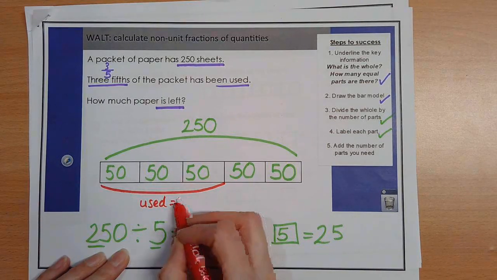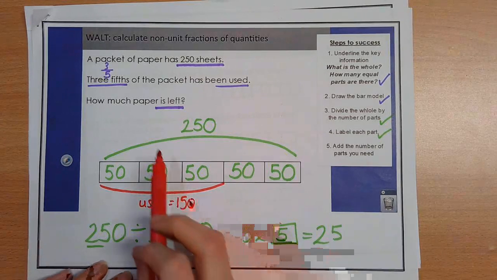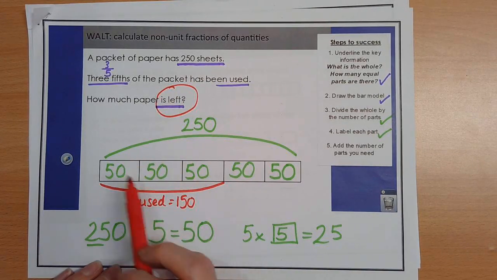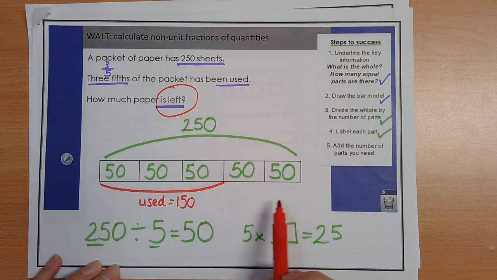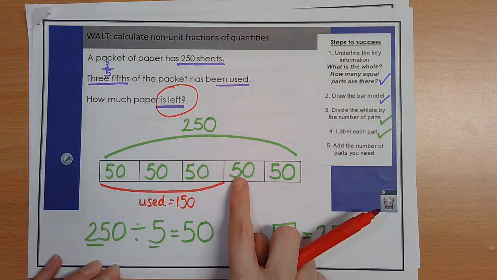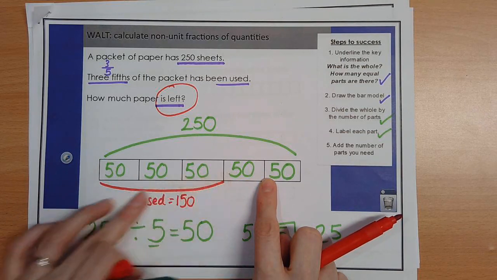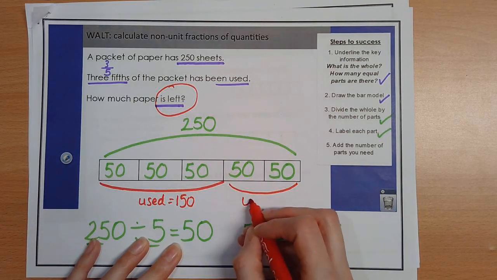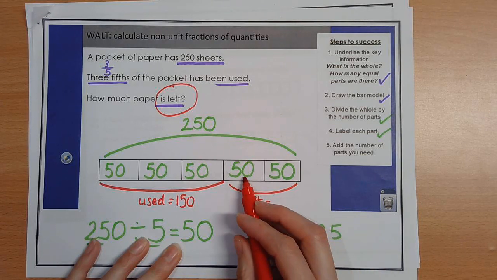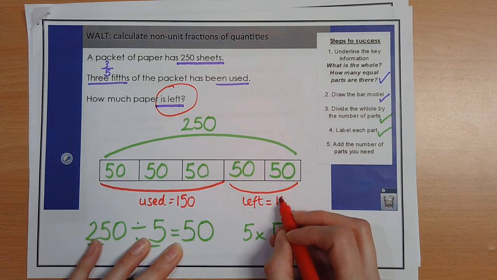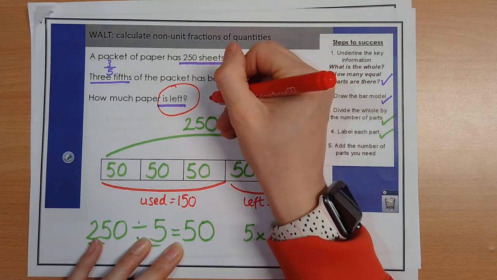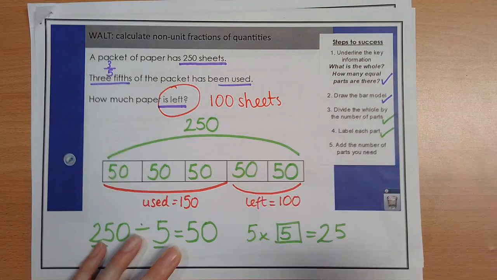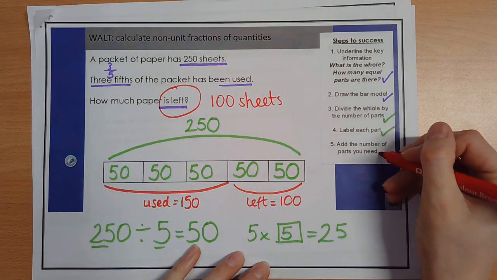So 150 sheets have been used, but the question is asking how many are left. So I'm not looking for the 3/5, I need to count the remaining 2/5 because that's how much is left over when we have used these 3 parts. So I need to count these 2 parts here. So this is what is left, and there are 50, 100 sheets. So how much paper is left? There are 100 sheets left. Okay, so I've done step 5.